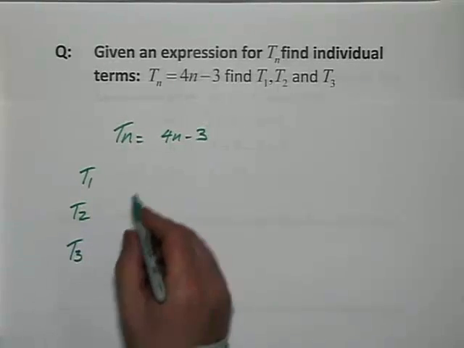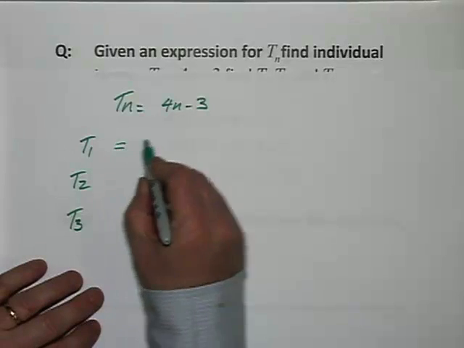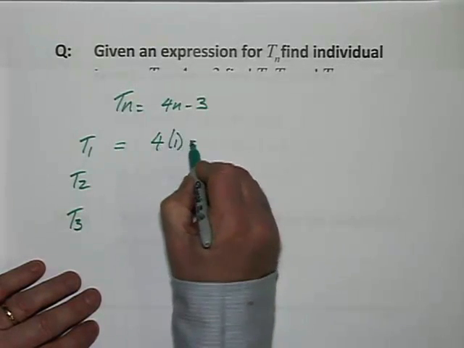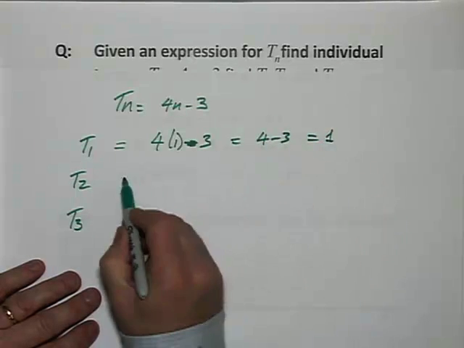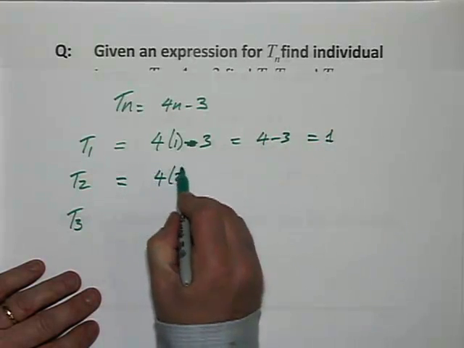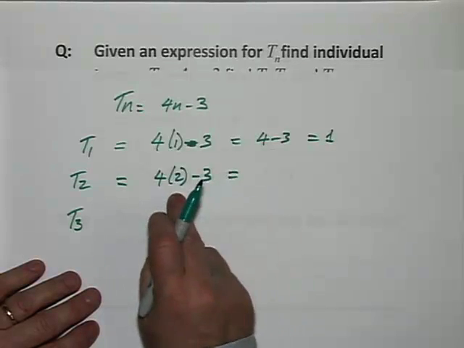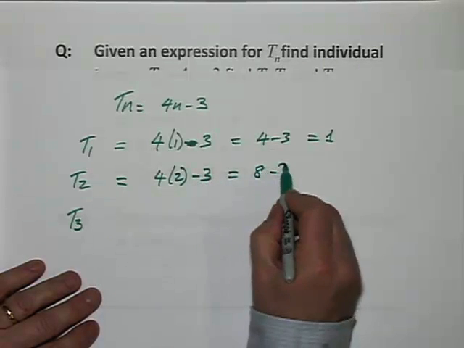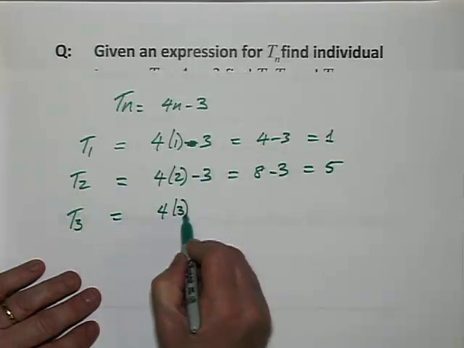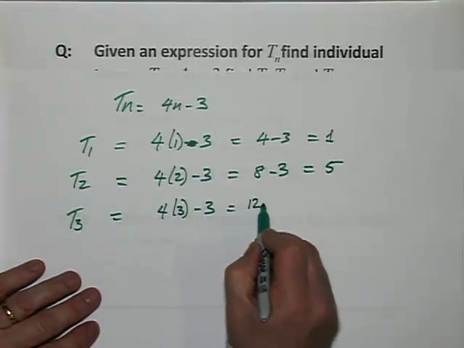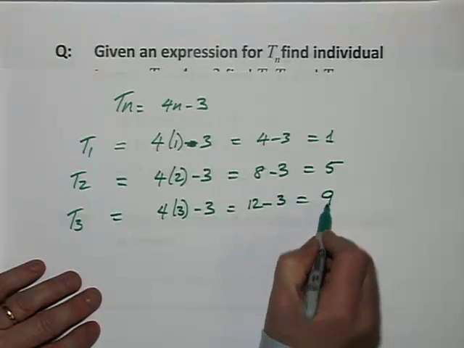Okay, T1 then, what did you get? You got 4 times 1 minus 3, which is 4 minus 3, which is 1. T2 is 4 times 2 minus 3. 4 times 2 is 8, minus 3 is 5. T3 is 4 times 3 minus 3, which is 12, minus 3, which is 9.